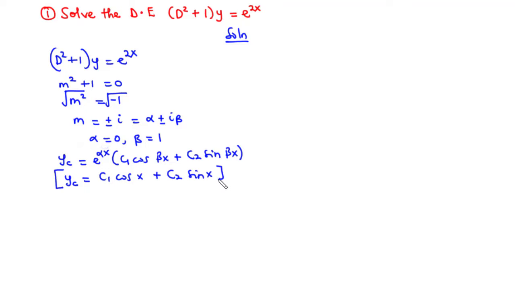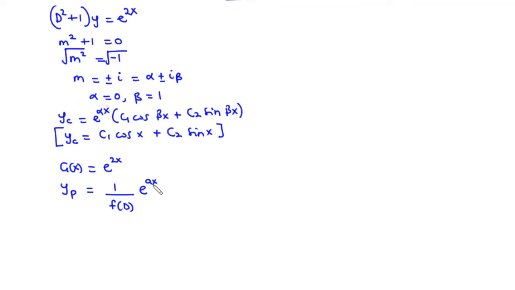Now let's try to find the particular integral. So for the particular integral, we have g of x, the function on the right hand side, to be equal to e to the power 2x. Now this is an exponential function. So we have the particular integral yp equals 1 over f of d times e to the power ax. Now if g of x is an exponential function, then basically you plug in the value of a into the polynomial function of the d operator. So you have 1 over f of a times e to the power ax. Notice that this is valid so long as f of a is not equal to 0.